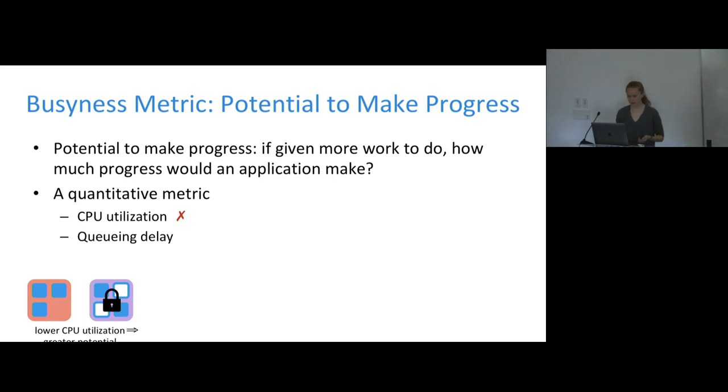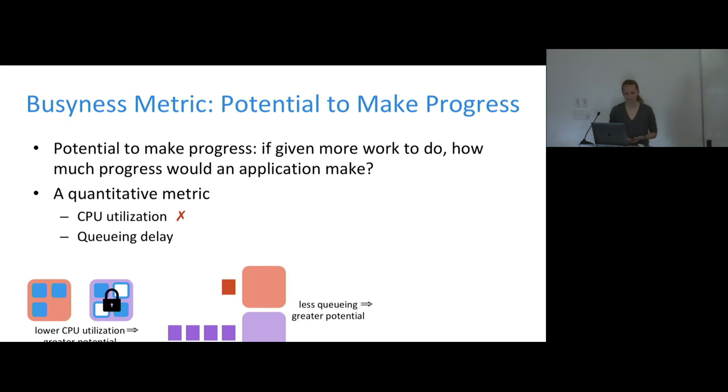Instead, we might try considering queuing delay. So for example, if this red application has a short queuing delay and the purple application has a long queuing delay, we might choose to prioritize requests for the red application because it will be able to handle them sooner. Queuing delay is beneficial because it implicitly captures bottlenecks on other resources. So for example, if one of these applications was suffering from lock contention, its incoming queue would grow.